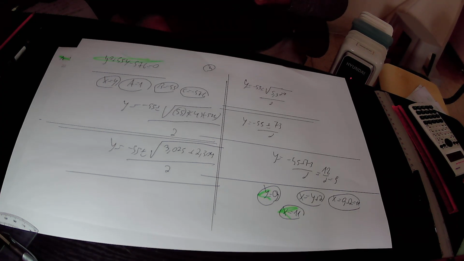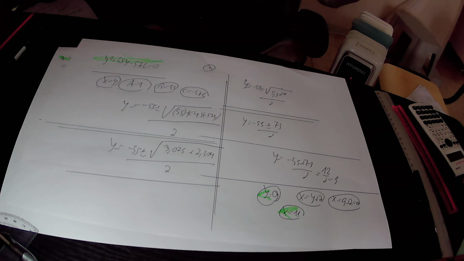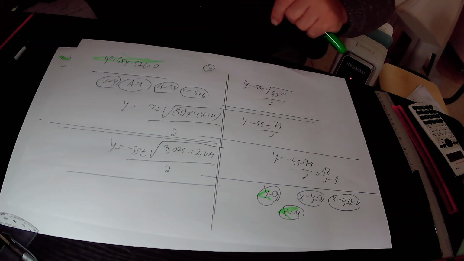The second solution is an incorrect solution because the second solution gives us a negative number, and y itself must be a positive number. So the second solution is an incorrect solution. So we take into account only this solution, y equals 9 and x equals 11.